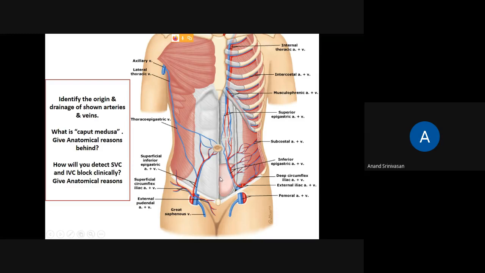So how will you detect if there is a superior vena cava obstruction and if there is an inferior vena cava obstruction? Try to find this. Questions may come from this one also.